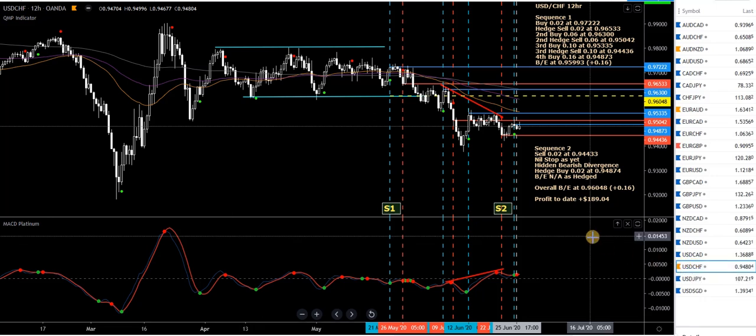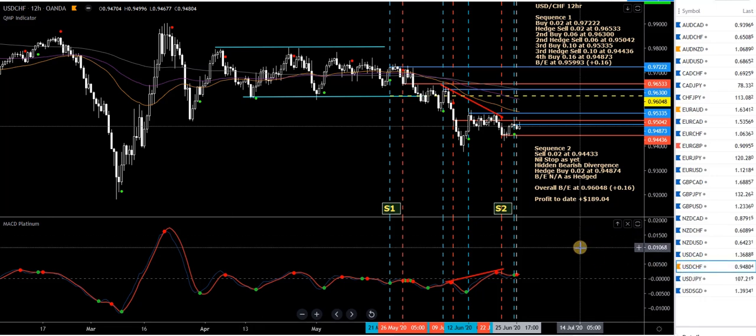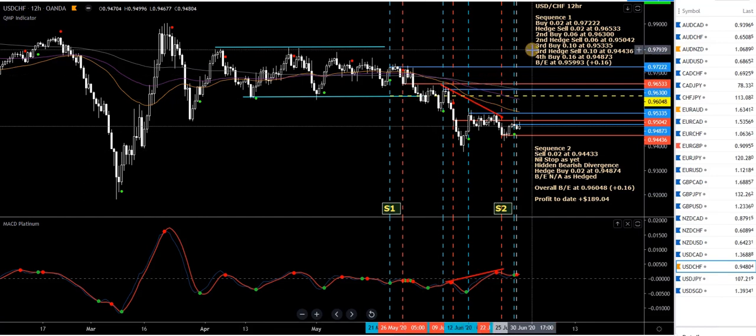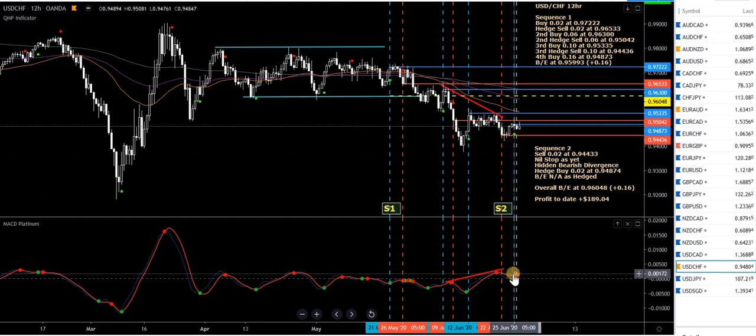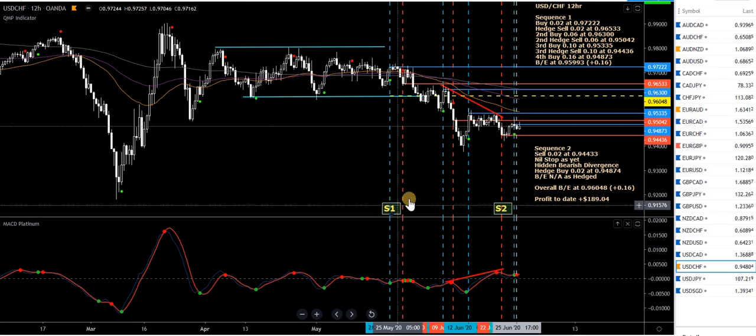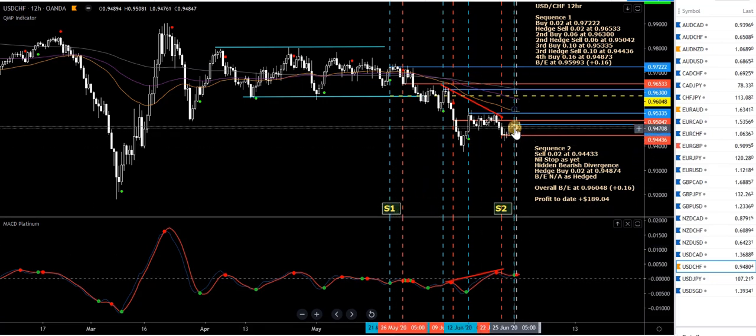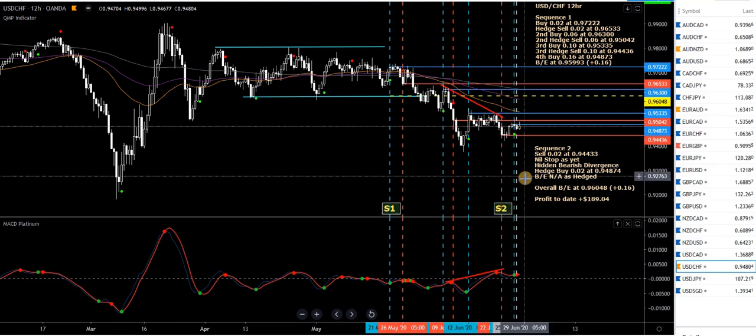USD Swiss franc, I did do something on this. This is another pair that's caused me some grief, both on this and the daily charts. In two sequences, took a buy on Friday morning by looks. It was a fourth buy, not a good one because the MACD Platinum's above the zero level, but I've already did a sequence, so I had to take it. So it wasn't a standalone buy by any means, and on sequence 2 it was a hedge.